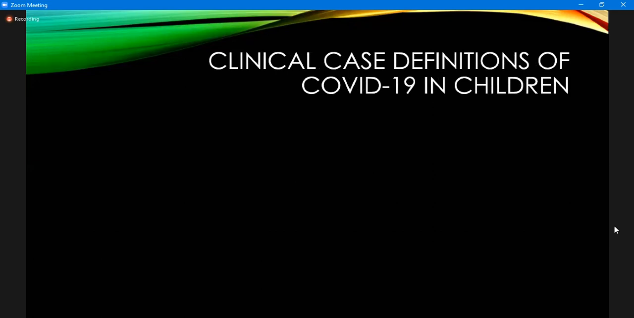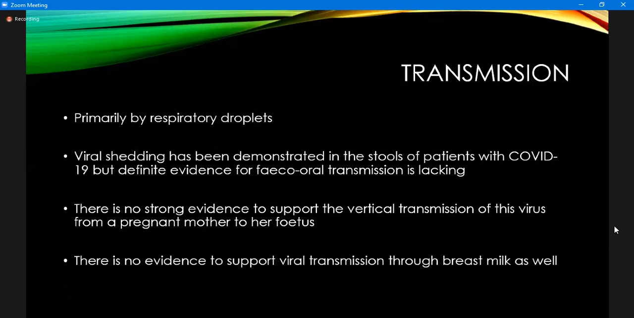Clinical case definition of COVID-19 in children, which I'm not going to discuss because Dr. Arosha Disanayaka discussed it in detail, and the same things apply to children as well. Transmission, as discussed earlier, is primarily by respiratory droplets, but viral shedding has been demonstrated in the stools of patients with COVID-19, but definite evidence of fecal transmission is lacking. This is important in children because children present with diarrhea, and people might think that this might be a cause for transmission or disease, but it has not been confirmed.